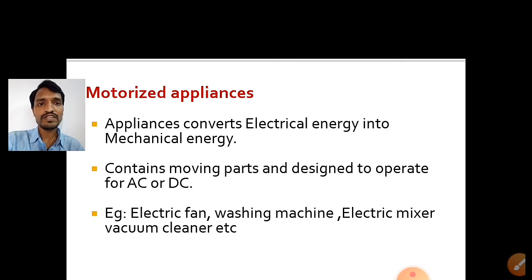Examples of motorized appliances are the electric fan, the ceiling fan that we are using. Next, the washing machine, which you are already aware of. The electric mixer, our mixer grinder. Next, the vacuum cleaner, which is used to clean our houses. These are some of the examples of motorized electric appliances.